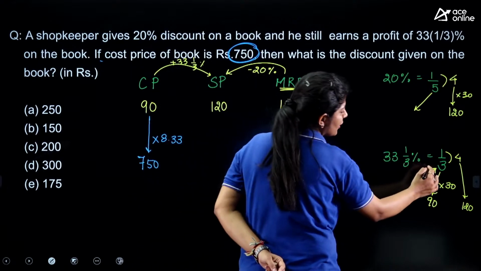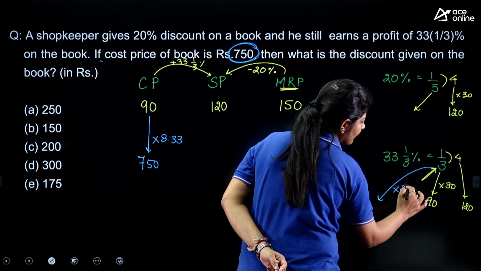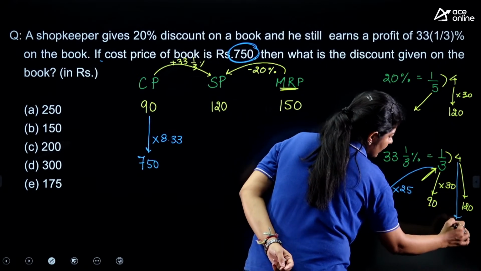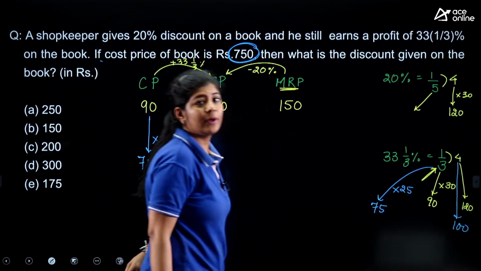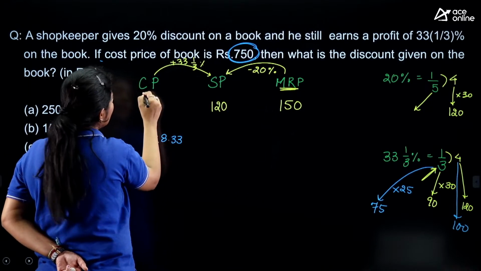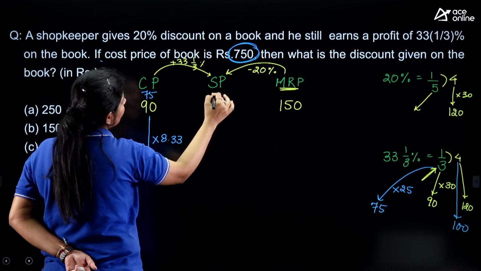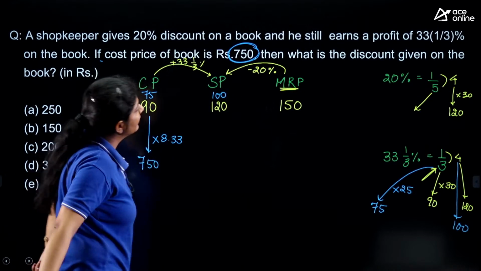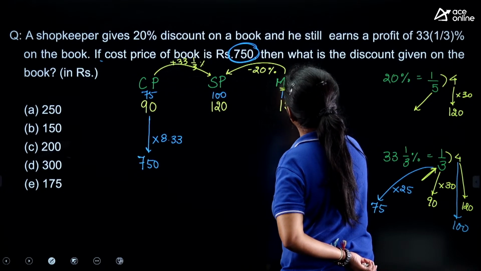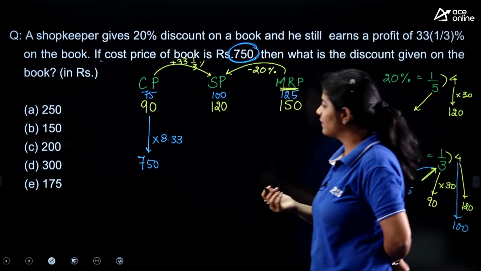Instead of 30, you can simply assume that maybe it is 25. You will directly get 75, and here you will get 100. Instead of taking 90, 120, 150, you can consider 75, 100, and here we are having 125. You can consider these values as well.